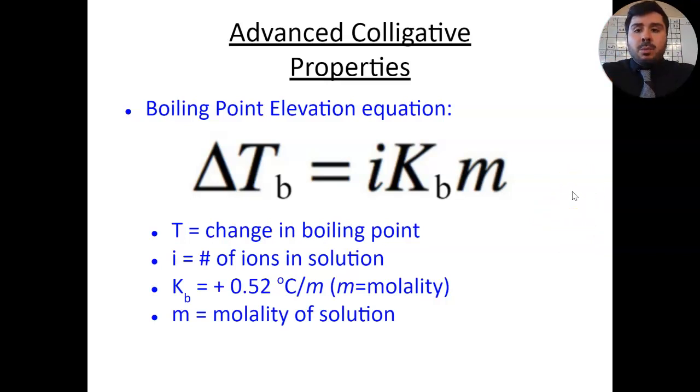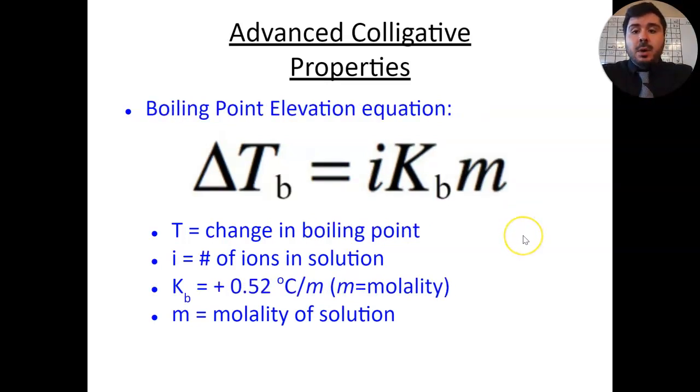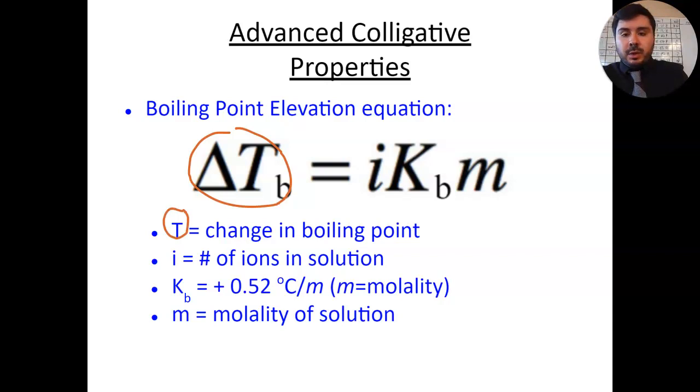So both boiling point elevation and freezing point depression are going to look relatively the same, and I'll give you a quick sneak peek. This one right here is freezing point depression, so they look almost exactly the same, okay? But back to boiling point elevation. So each of these pieces are as follows. Delta T lowercase b is the change in boiling point, okay?